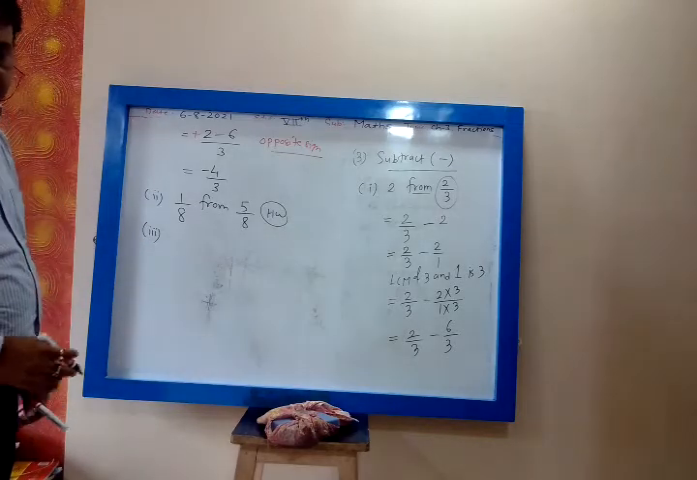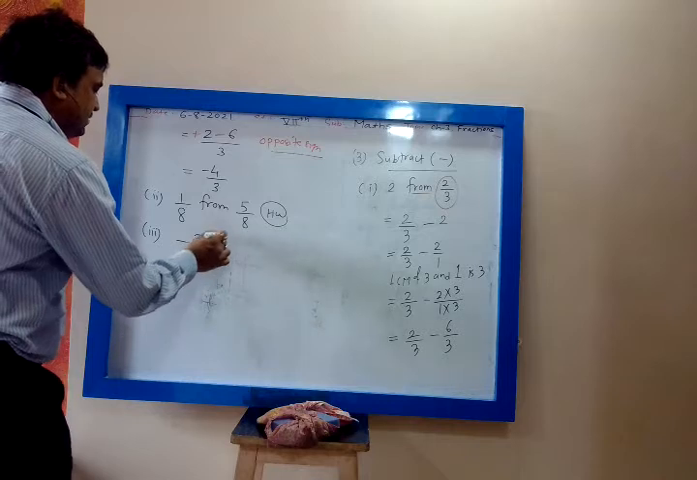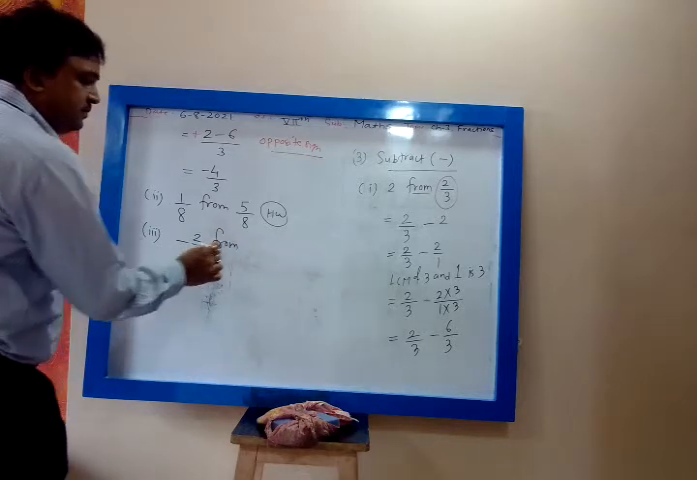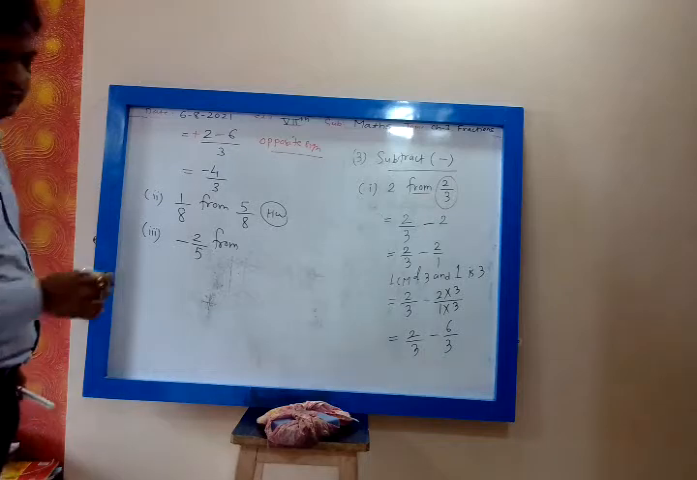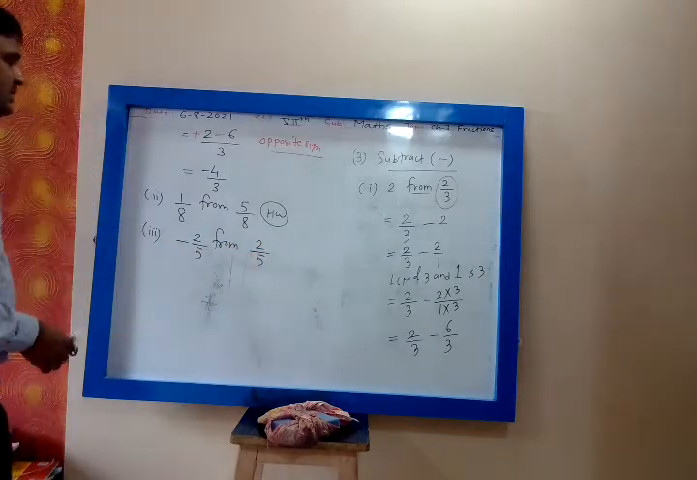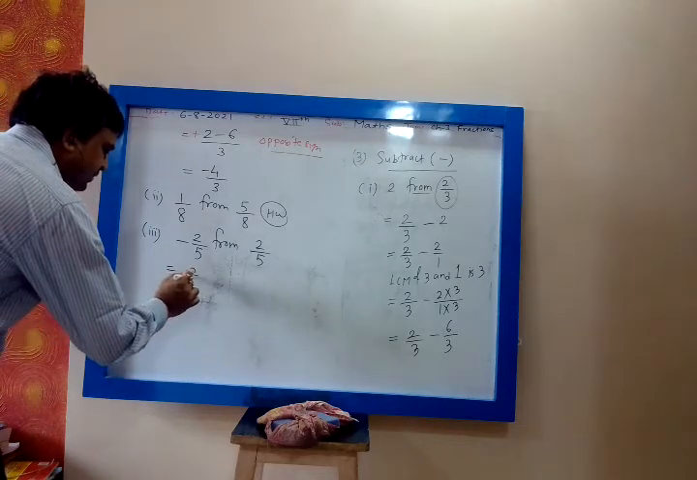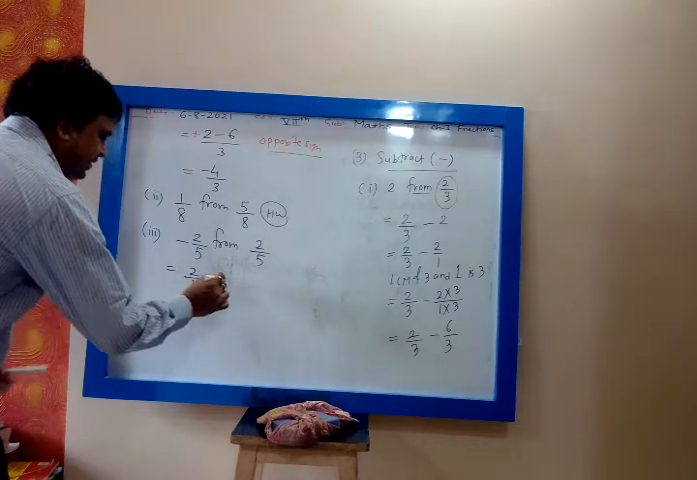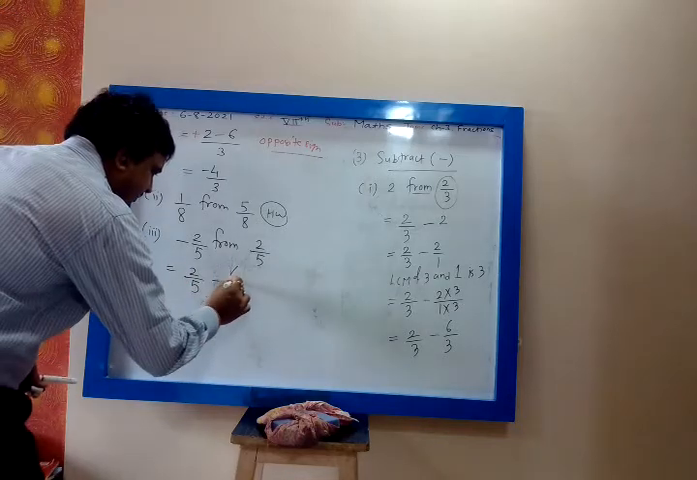Third one. Subtract minus 2 by 5 from 2 by 5. So 2 by 5 minus minus. Are you getting? See here, what will that be? 2 by 5 minus, minus which number? Minus 2 by 5.